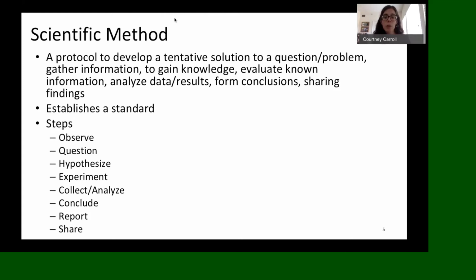And it's important because it's used by scientists across the board. So everyone from the microbiologists who study the littlest things to the astronomers studying the stars. We all use the scientific method. And it's got a few basic steps. So it involves an observation, a question, a hypothesis, an experiment, an analysis, a conclusion, a report, and then the sharing of that report. And we'll dive into each of these steps in particular.